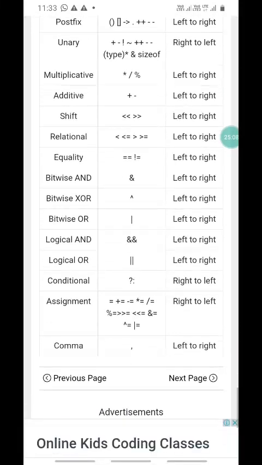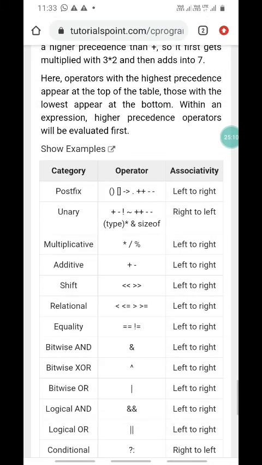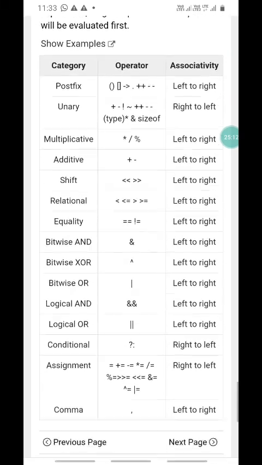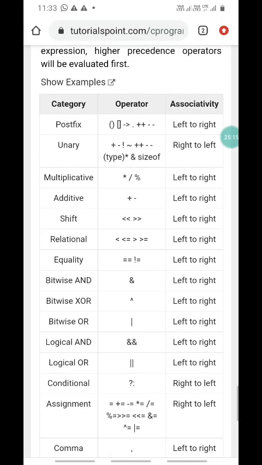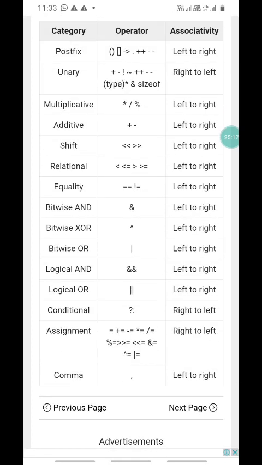These are the categories, operators and associativity in C programming. So please write this down. This is very important for your future scope.